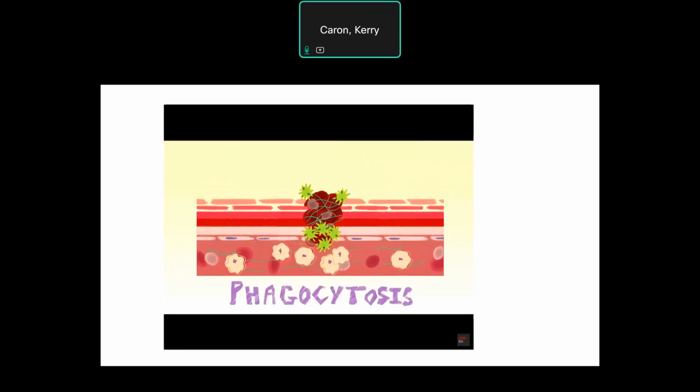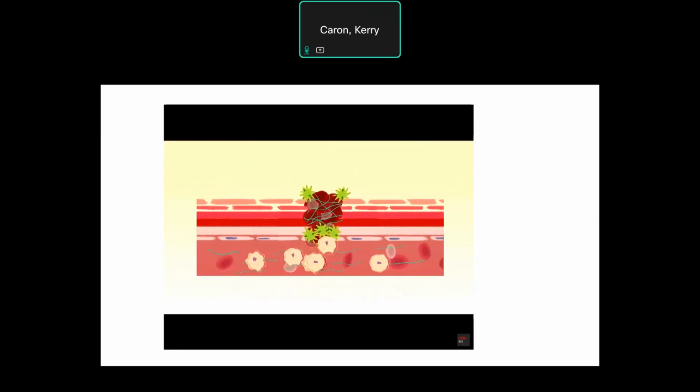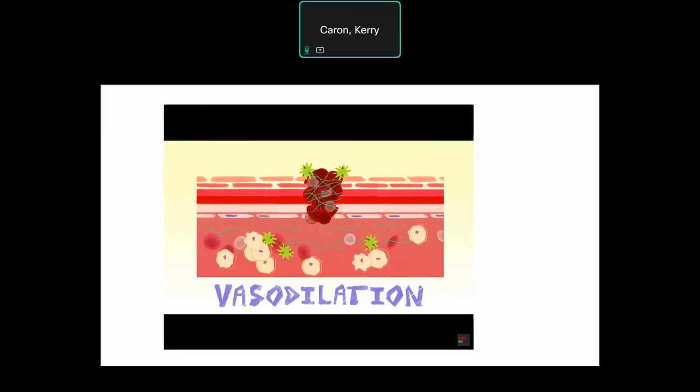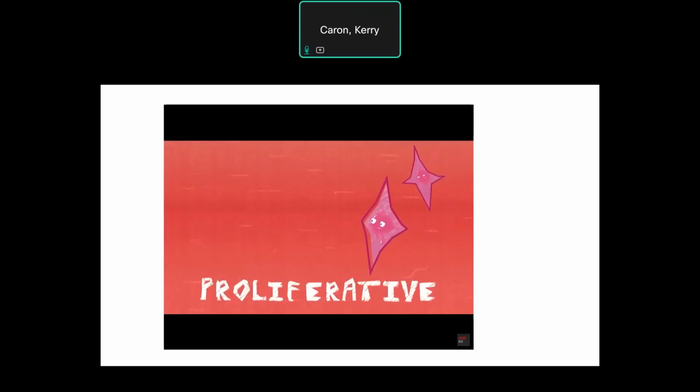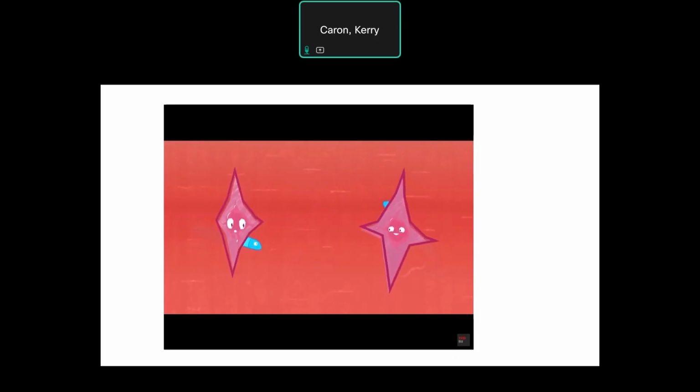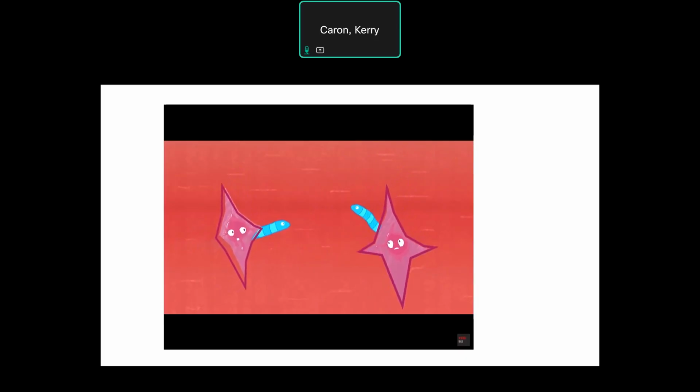And because these tiny soldiers need to travel through the blood to get to the wound site, the previously constricted blood vessels now expand in a process called vasodilation. About 2 to 3 days after the wound, the proliferative stage occurs, when fibroblast cells begin to enter the wound. In the process of collagen deposition, they produce a fibrous protein called collagen in the wound site, forming connective skin tissue to replace the fibrin from before.